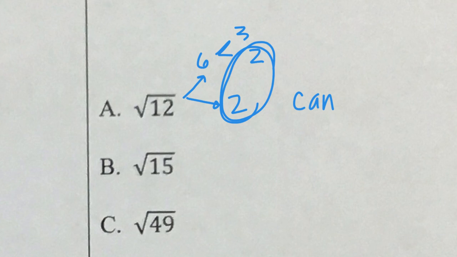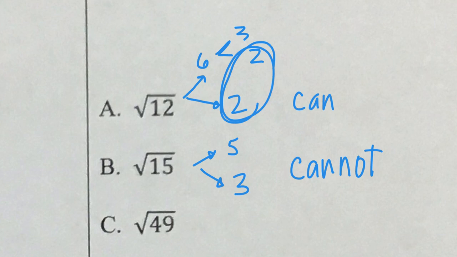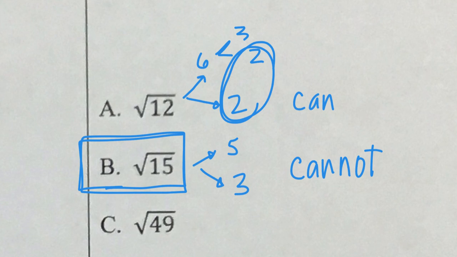Okay, let's look at 15. What numbers multiply to give you 15? 5 and 3. Can we simplify 5 any further? No. Can we simplify 3 any further? No. If you cannot simplify your factor tree anymore, that means 15 cannot be simplified. It does not have a perfect square multiplier within it.